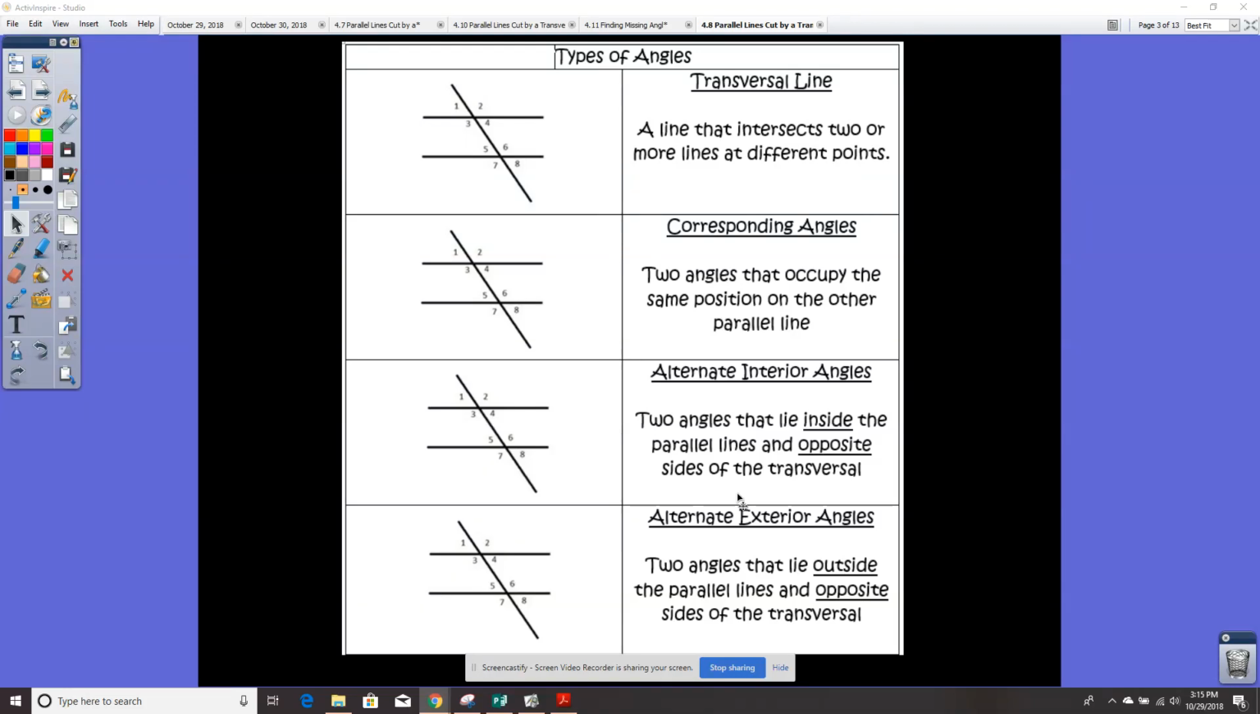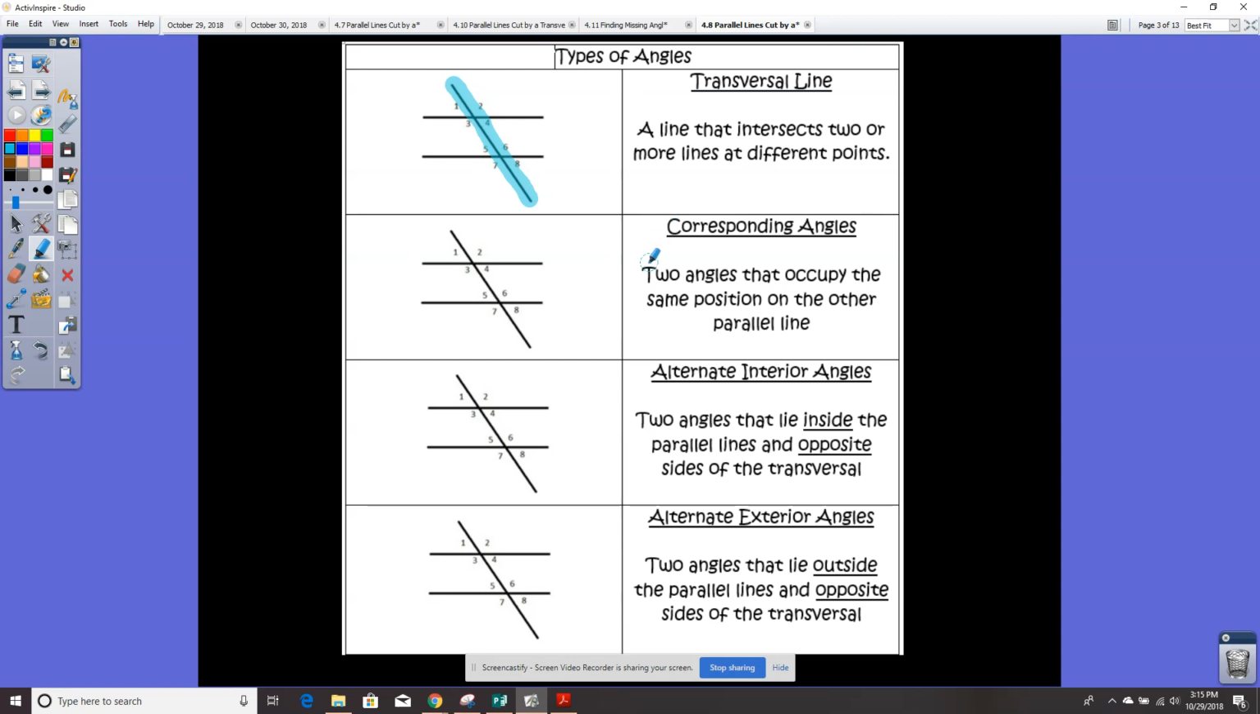This video is for lesson 4-8 and types of angles again. So a transversal is a line that intersects two or more lines at different points. So this line here would be your transversal.